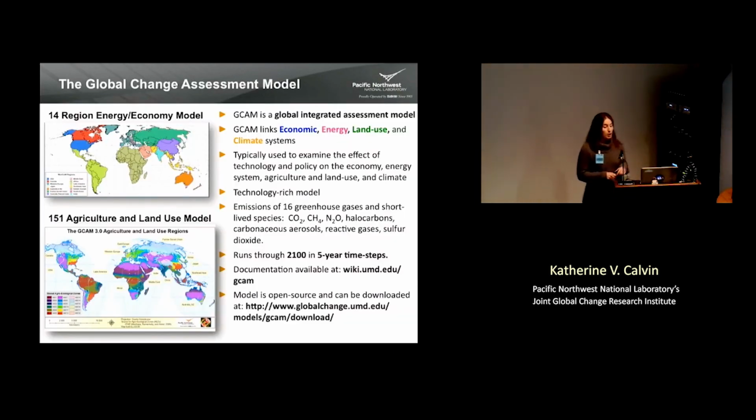We're a global integrated assessment model, and we link 4 major systems together: the economy, energy, land use, and climate. Typically, this model has been used to examine the effect of technology and policy on the economy, energy system, agriculture and land use, and climate.